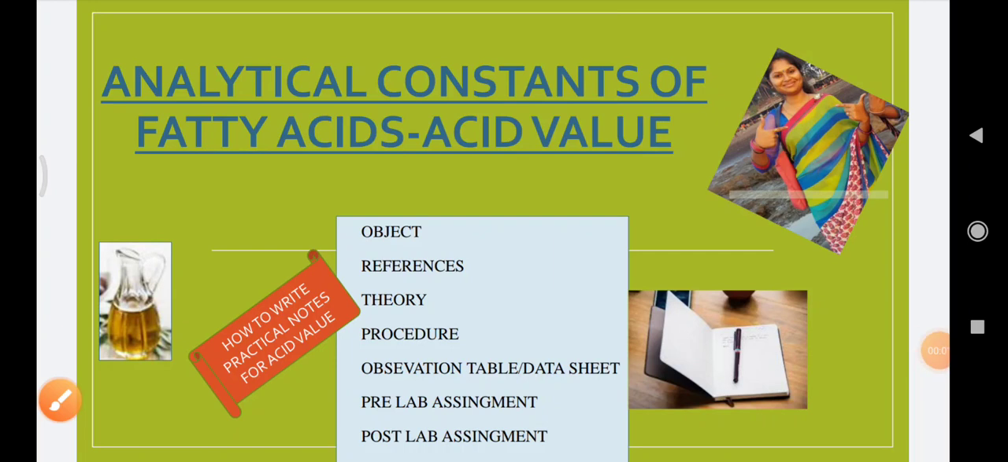Today we are going to discuss analytical constants of fatty acids. And the first analytical constant for analysis of fats and oils we are going to discuss is acid value. In this lecture we can also discuss how to write this in your lab record when performing this practical in lab.